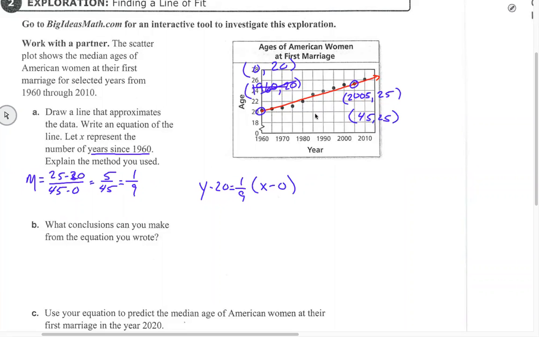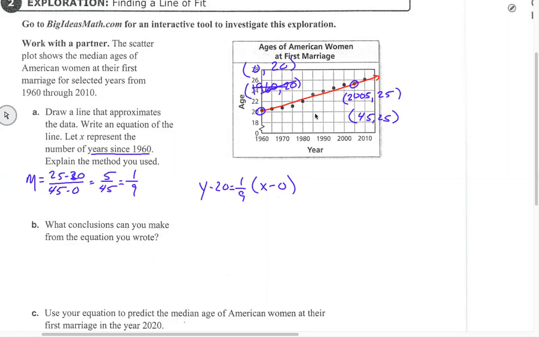What conclusions could you make from the equation you wrote? That women tend to get married younger. All right, it's not going up. So as the years progressed, women got married older, but not nearly at a crazy rate. So in 45 years, it only went from 20 to about 25. So use your equation to predict the median age of American women at their first marriage in the year 2020.